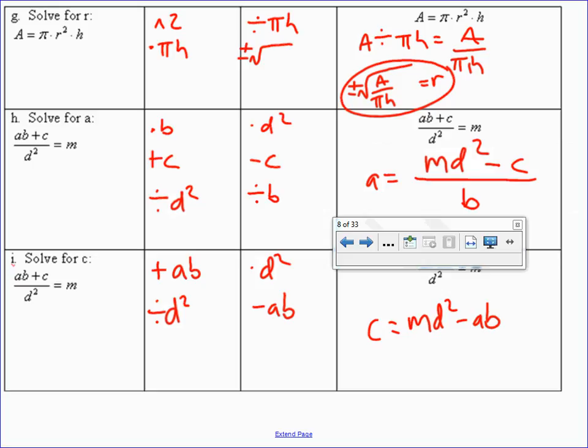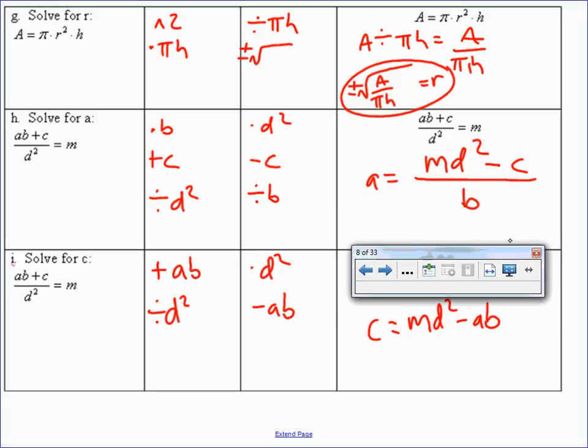G, r is given by the positive and negative square root of A over pi h. Recall, we need to consider both the positive and negative square root anytime we undo squaring. In our activity, when we took the square root of 25, our path broke apart because there's two numbers such that when squared equal 25. One of them is 5, one of them is negative 5. And so when we take a square root to undo squaring, we have to include both the positive square root and the negative square root. Two different solutions, and that's why there's a plus and minus right there.